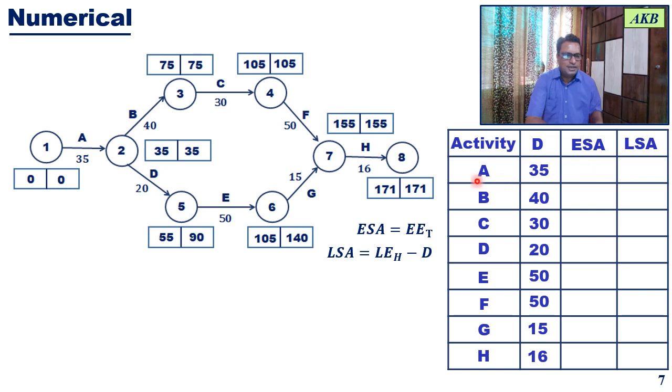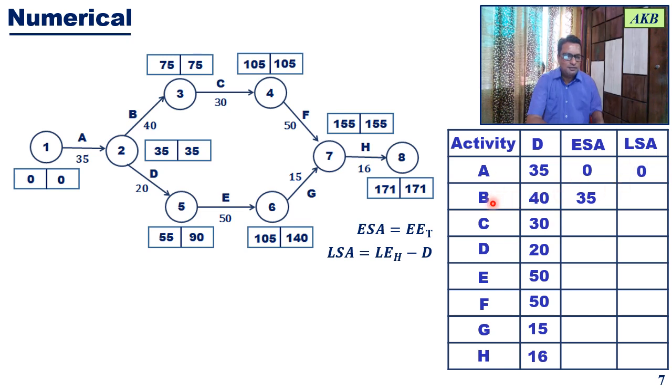For activity A, earliest start time is the earliest event time for the tail event. The tail event is 1, so the earliest event time is 0. So for that it will be 0. Now latest start time will again be 0. How? Latest start time for activity A will be the latest event time for the head event. Head event is 2. Latest event time is 35. So it will be 35 minus 35, that comes out to be 0.